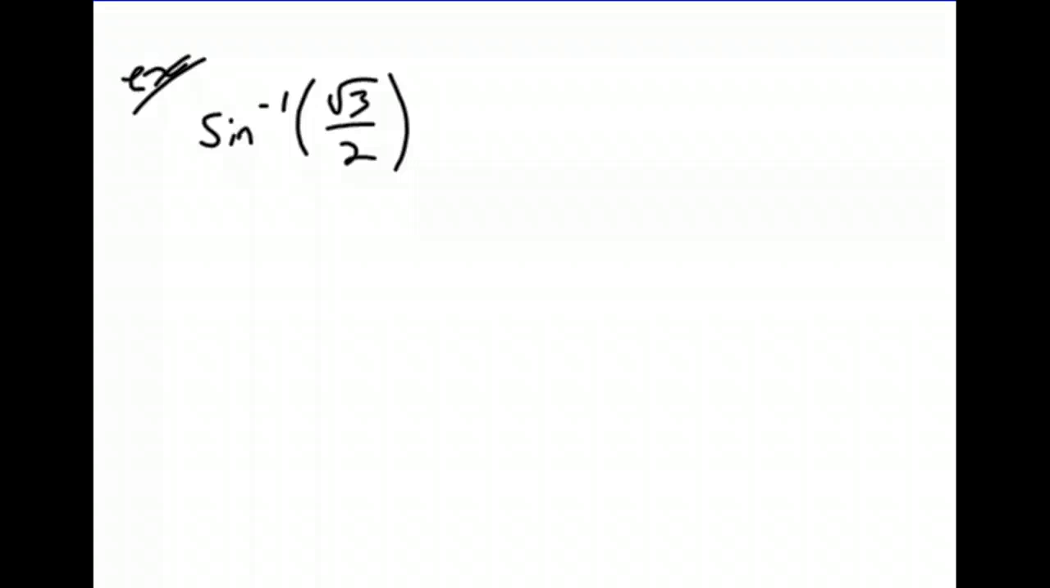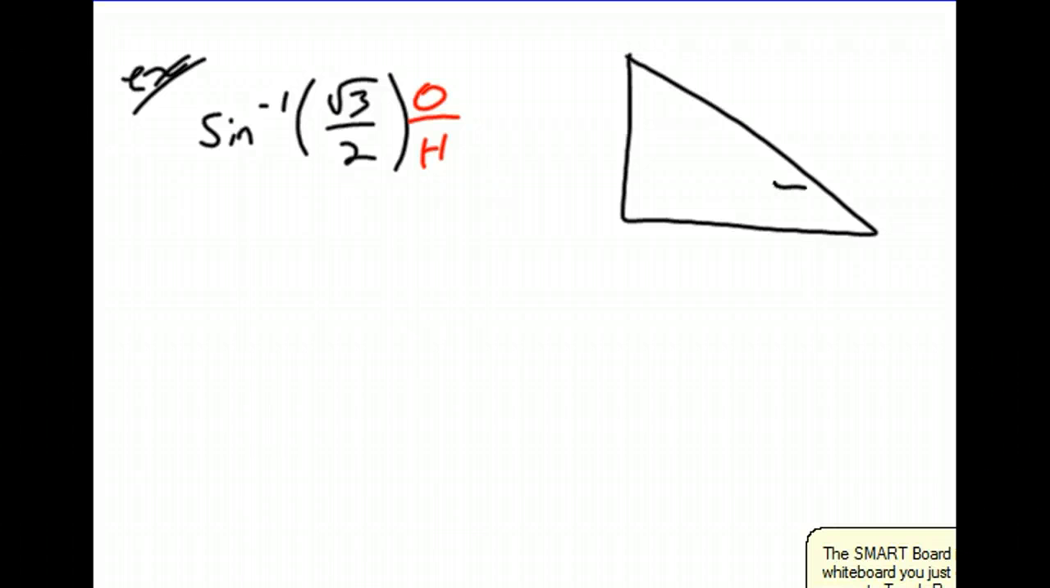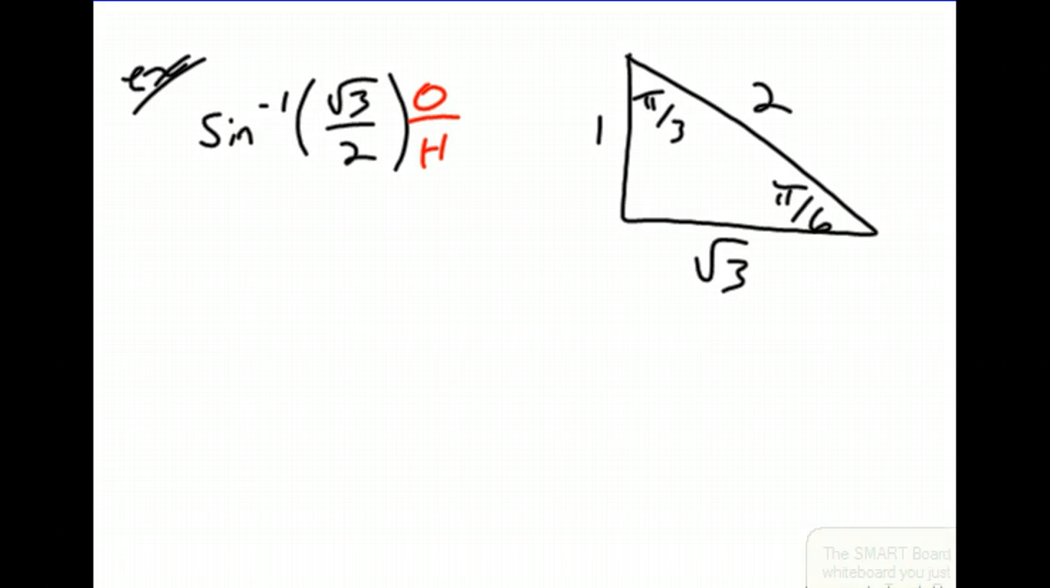Looks like sine is opposite over hypotenuse of the triangles. Oh no, what happened? Right, pen. There we go. Pi over 6, pi over 3, 1, square root 3, 2. So, if it is positive, then hopefully we'll be in the first quadrant, no?